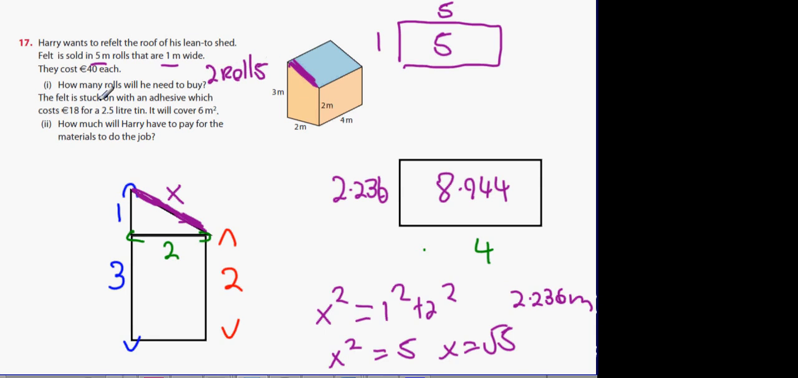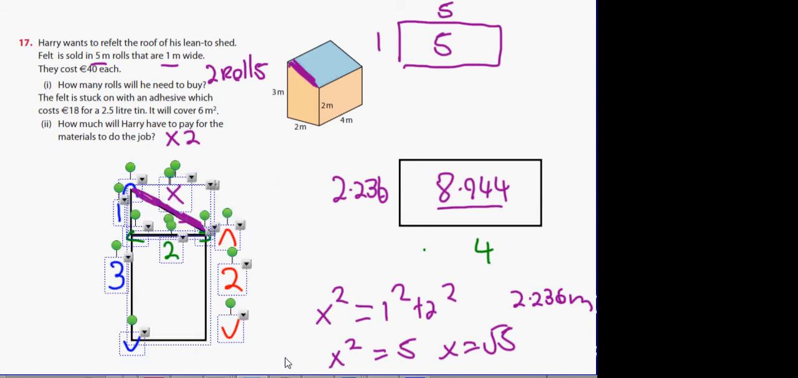2 rolls, guys, okay? Now, the felt is stuck on with an adhesive which costs €18 for a 2.5 litre tin. It will cover 6 meters squared. How much will Harry have to pay for the materials doing the job? Is 1 tin enough to cover our full roof? No, so we need 2 tins. So we've got to multiply that by 2. So 2 times 18 is what?